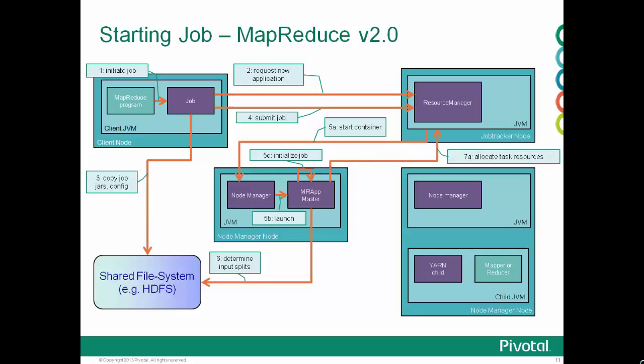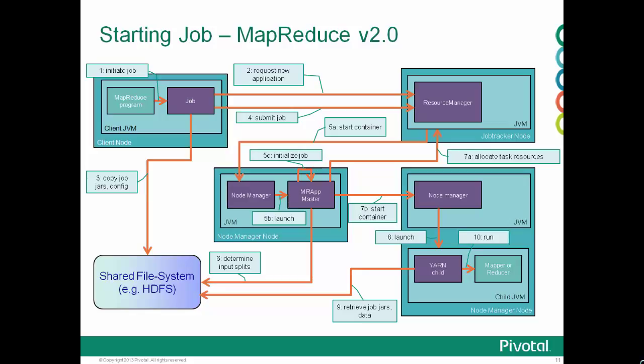The resource manager will ask for resource allocation at this point in time, and the application master will start a new container on a different data node to run the map task or the reduce task that is directed to run. The node manager will launch a YARN child. The YARN child will then reach back to HDFS and extract the mapper or reducer class and then instantiate that class and run it on that particular data node.